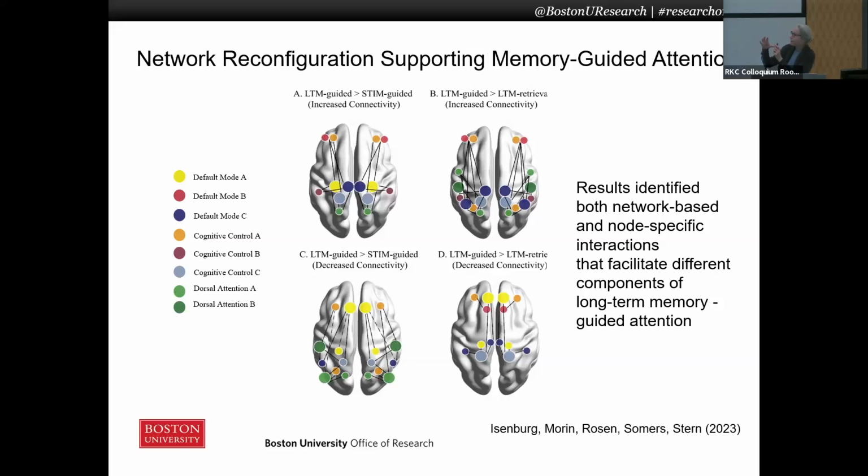The size of the blobs is basically showing you the increases in activity for these specific nodes. Particularly, you can focus on these posterior midline areas that include the precuneus and the retrosplenial cortex, that are facilitating these components of long-term memory-guided attention.